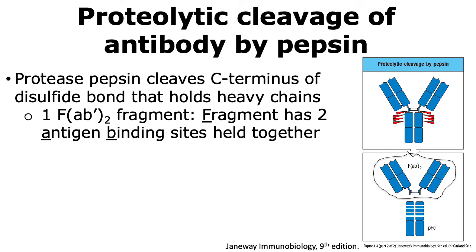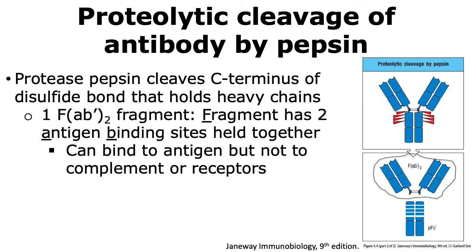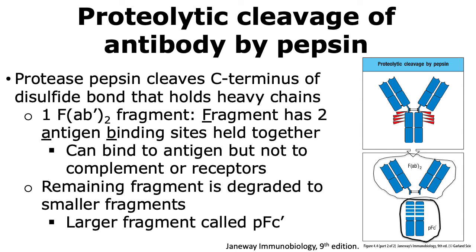fragment. It's called F(ab')2 because it's a fragment that has two antigen binding sites that are held together by disulfide bonds. The F(ab')2 fragment has the ability to bind to the antigen. However, because it lacks that Fc region, it cannot bind to complement or to receptors present on innate immune cells. The remaining fragment was degraded into further smaller fragments, and the largest of these fragments was called pFc'.